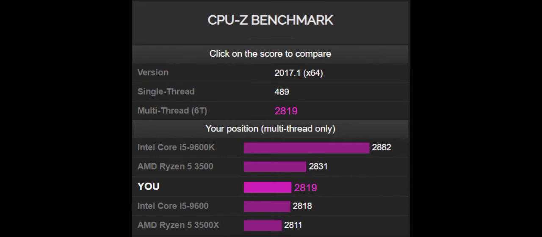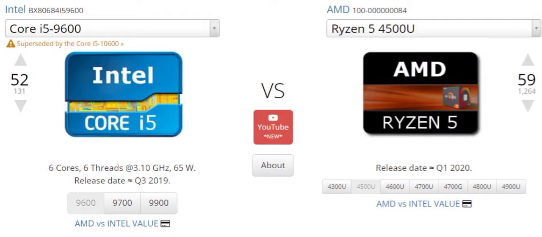On our first activity, we installed the CPU-Z benchmark to compare our laptop with other brands and models of laptops, and to know our multi-thread score. Today we are tasked to compare our laptop to other brands that have almost the same multi-thread score as our laptop. So let us compare the Intel Core i5-9600 to the AMD Ryzen 5 4500U.